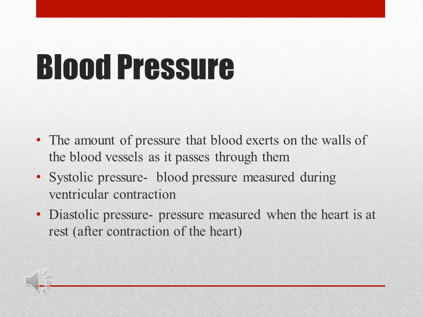What is blood pressure? Blood pressure is the amount of pressure that blood exerts on the walls of the blood vessels as it passes through them. There are two numbers in a blood pressure. The top number is also known as the systolic blood pressure. That is the blood pressure that is measured during ventricular contraction. The bottom number is also known as the diastolic pressure. This is the pressure measured when the heart is at rest or after contraction of the heart.